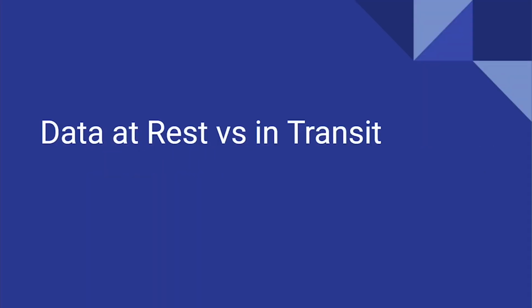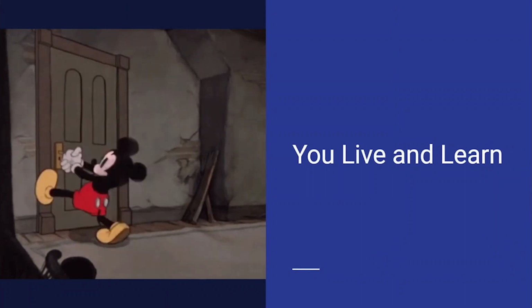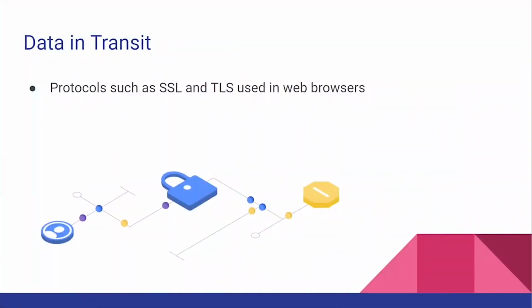Data is either at rest or in transit, and it sounds exactly how it is. Data at rest doesn't move, which is the case for something like a hard drive or a database. A typical encryption algorithm is AES 256. It uses a 256-bit key, making it unbreakable with brute force. I had to find out the hard way. On the other hand, data in transit describes moving data. Protocols such as SSL and TLS are commonly used in web browsers to secure data in transit.